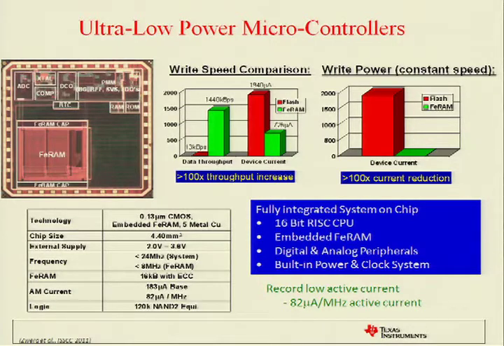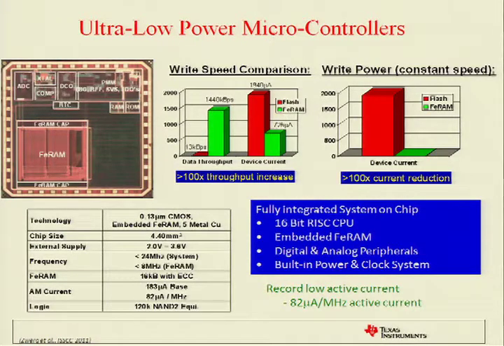So here's a comparison between a microcontroller that was created using embedded FRAM as a memory, in the green, versus embedded flash, which is a typical approach, in the red. Because of the fast writes of embedded FRAM, you can see you have about 100 times faster throughput writing data into the FRAM than the flash, at about 1/3 the current. Another way to look at that is if you write at the fastest speed that the flash can handle, which in this case is about 13 kilobytes per second, you have 100x current reduction.